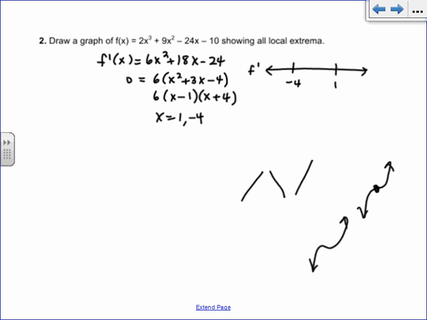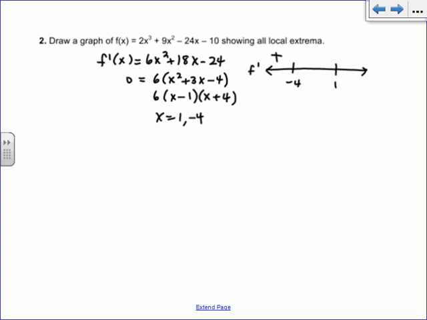Does that make sense? So if you know that on the AP test, you don't have to waste time plugging in. You can do plus, minus, plus easily. But we'll go ahead and test it since we're first learning this. So if I test -5, the 6 is always positive. -5 minus 1 is negative, times -5 plus 4 is negative. Negative times negative is a positive, right?